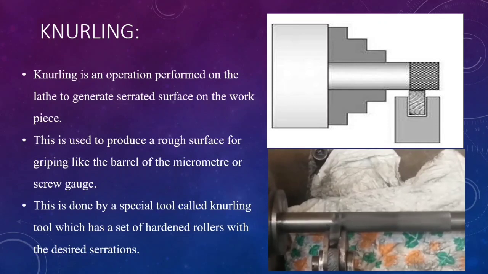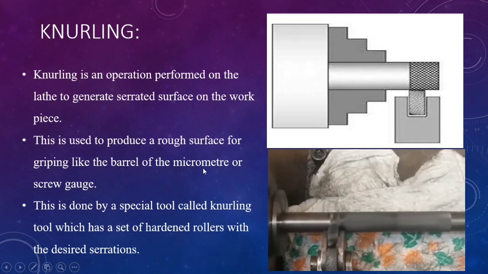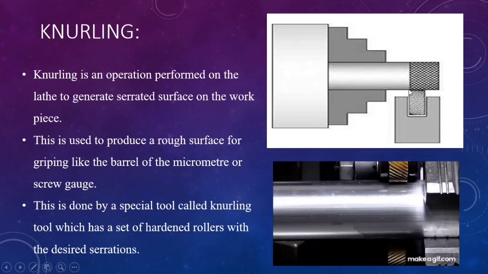For example, a micrometer or screw gauge. Where you require some gripping elements, you can use this type of knurling operation. You can see here, this is used to produce a rough surface for gripping, like the barrels of the micrometer or screw gauge. This is done by a special tool called a knurling tool. You can see this type of shape. We have two tools which will form the diamond shape here.